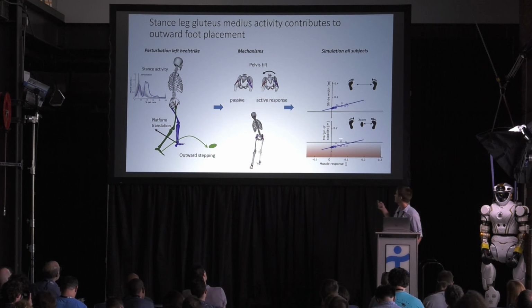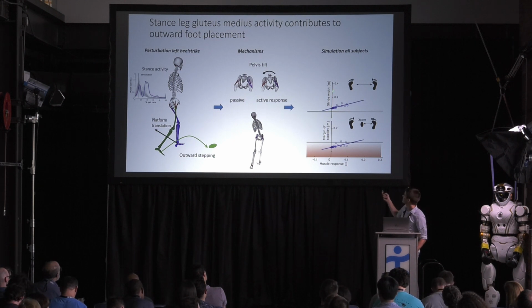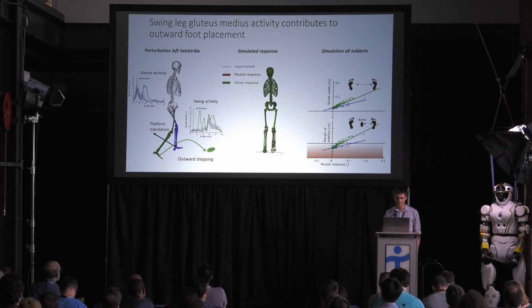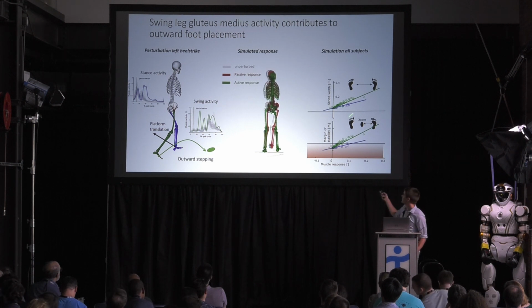And here in this graph, you can see the simulations of all our subjects and all our trials. Every dot is a single trial that we measured. We found that when the muscle response increased, there was an increase in stride width and an increase in margin of stability, which compensates for the decrease in margin of stability due to the perturbation. A similar mechanism was found for the reactive activity of the swing leg hip abductor muscle. So it also increases the stride width and the margin of stability.